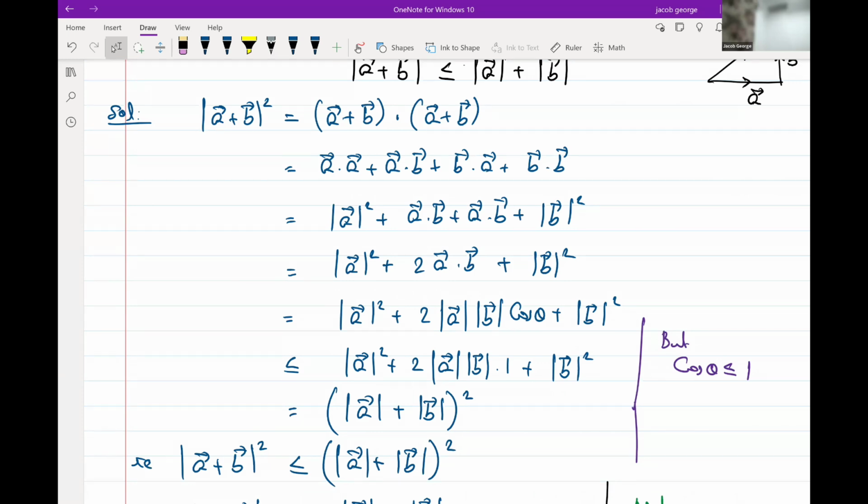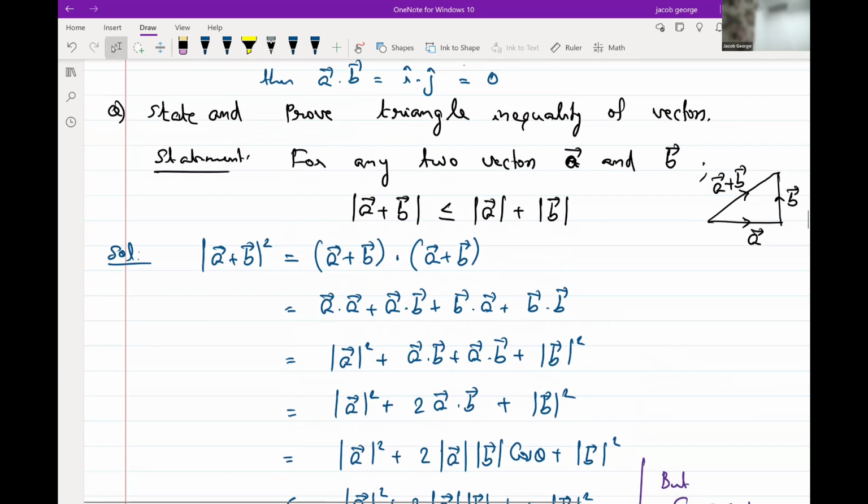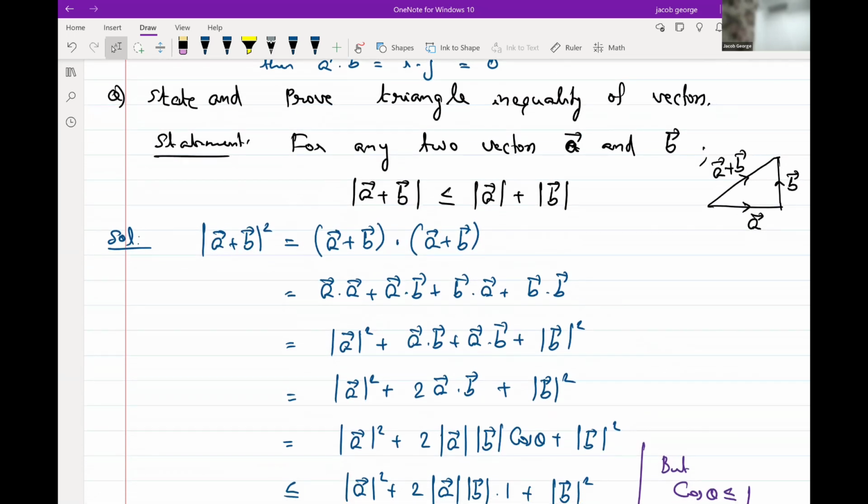Is it clear? Do you want to write this one or is it fine? This is also there in the notebook. This one is also there in case. If you get a question to state and prove triangle inequality, you will write like this, or the statement also can be asked. Okay, so in all these questions, we have to break the modulus by squaring it, and that vector dot the same vector itself.